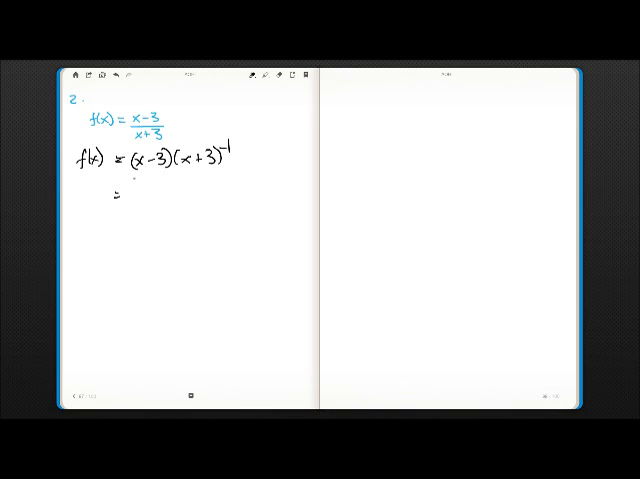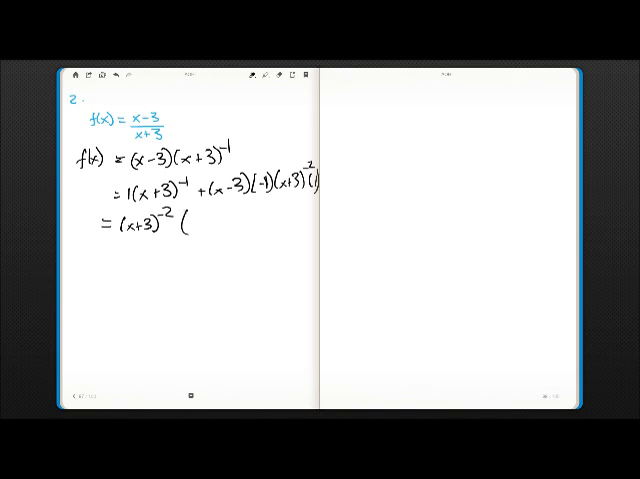The derivative of the first function is just 1 times the second function, plus the first function, x minus 3, times the derivative of the second function. Remember, this is going to be kind of chain rule, so the minus 1 is going to come at the front, and the exponent decreases by 1, so it'll be x plus 3 to the power of minus 2, times the inside derivative, which is just 1. And next we can just factor out x plus 3 to the power of minus 2.